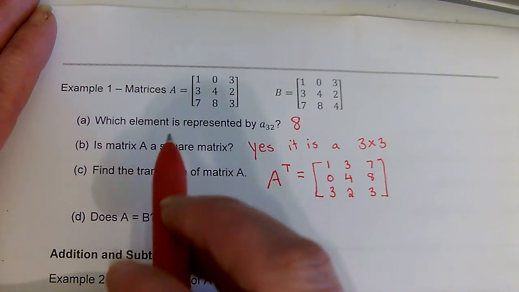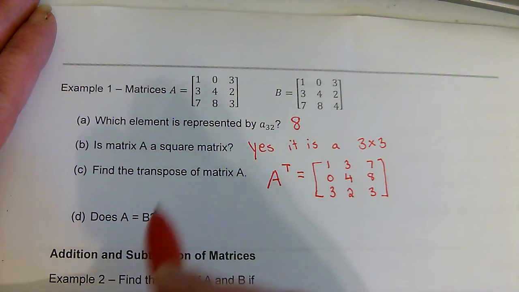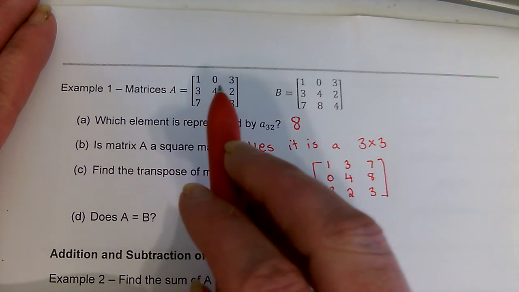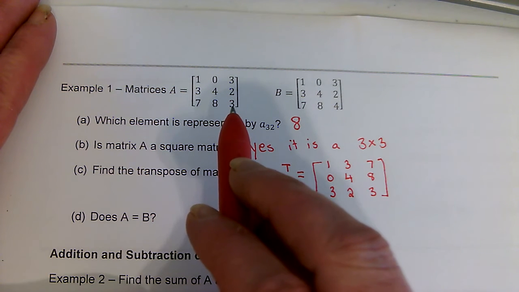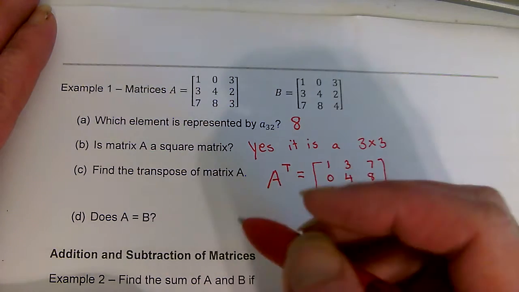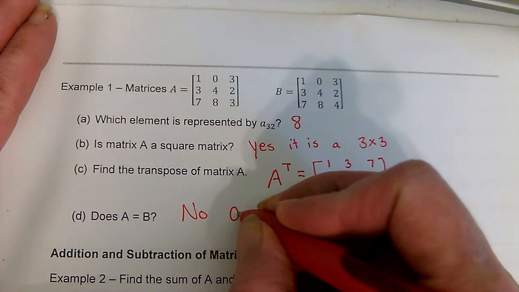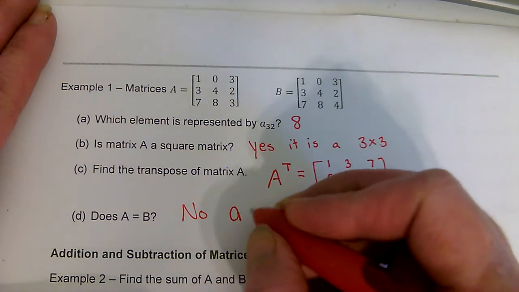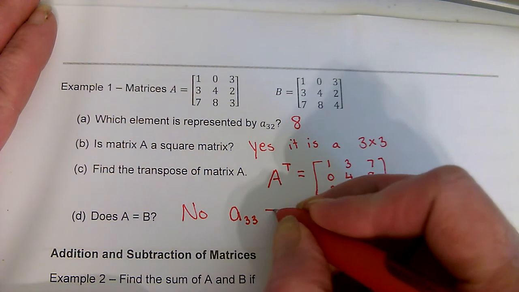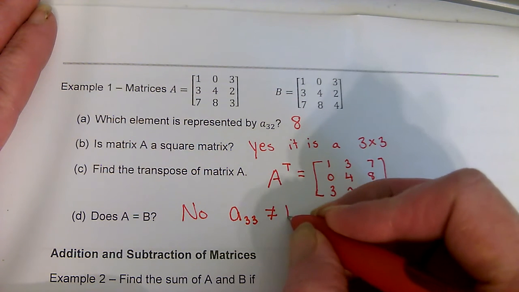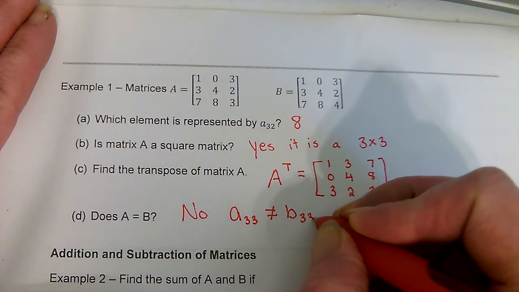Now the last one. Does matrix A equal matrix B? They look similar, except for the very last element. So no. So in A, row 3, column 3 does not equal in B, row 3, column 3.